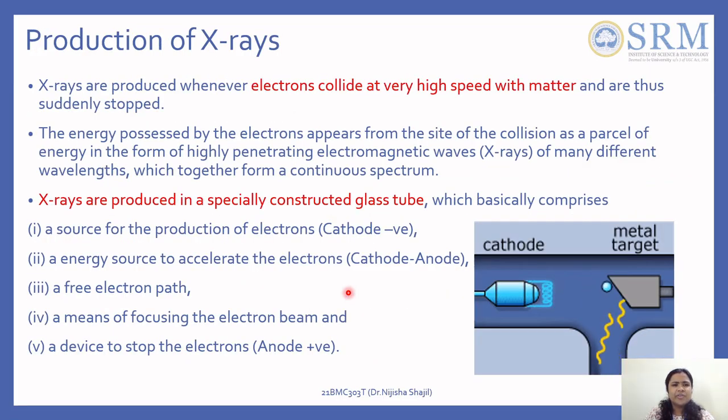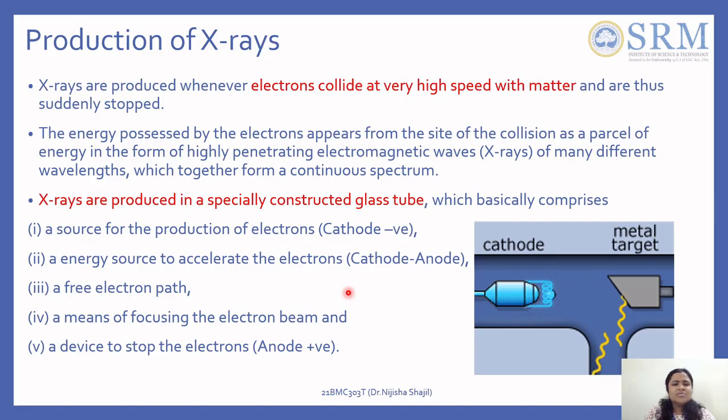The production of X-rays. Now, how are X-rays produced? Very simple. You have an electron, a very, very fast running electron. When it collides with matter, what happens? The energy does not have any other place to go, right? So at that time it gets converted in the form of light. That's all. That light is nothing but X-rays.